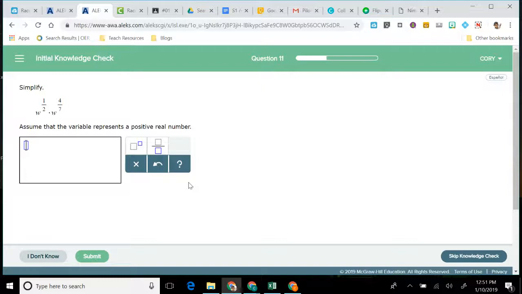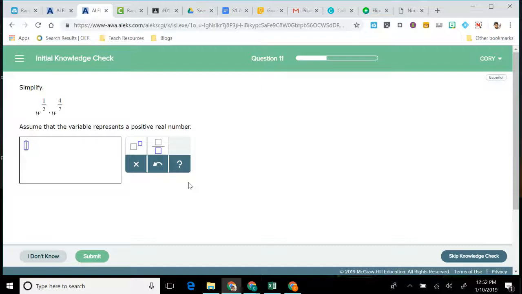Okay, so to multiply exponents, this is the product property. You add the exponents, so it would be 1/2 plus 4/7. I cannot add that the way it is, so I need to get common denominators. I'll use 14 as my common denominator because I know that 14 is the least common denominator between those two.